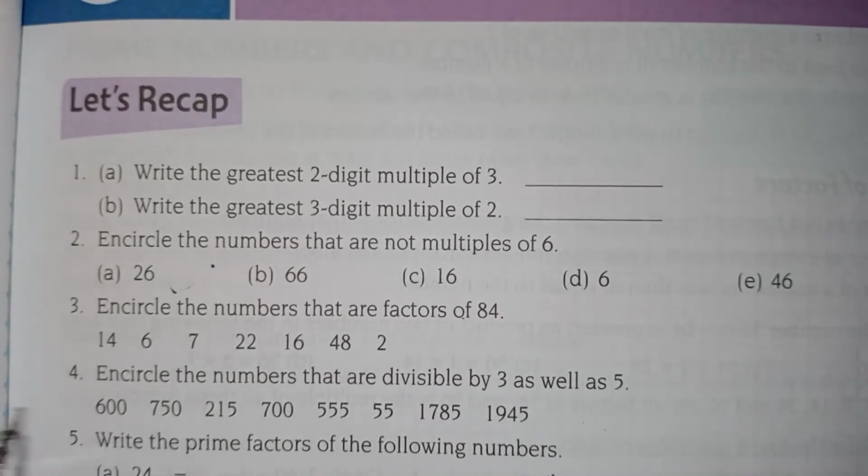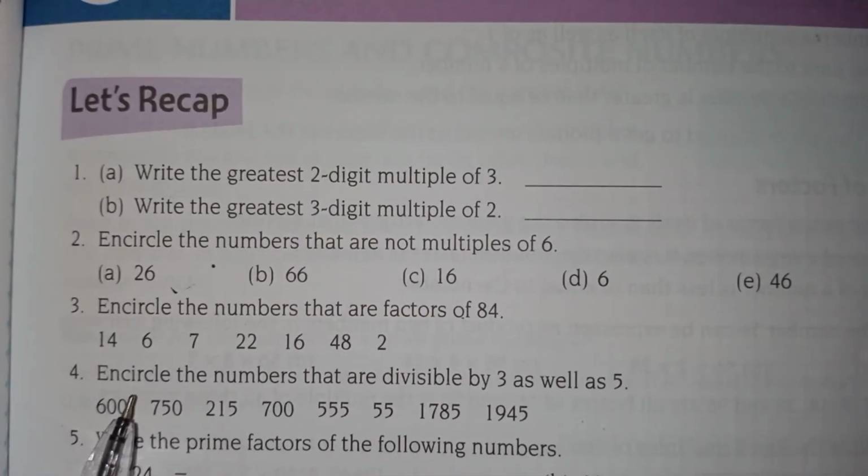So let's begin with question number 4 as we have done up to question number 3. So question number 4, encircle the numbers that are divisible by 3 as well as 5. So here we have to circle those numbers which are divisible by 3 as well as by 5. So here how many questions are given? 1, 2, 3, 4, 5, 6, 7, 8 questions are there. So I will check the divisibility for the 4 questions and 4 questions will be your homework.